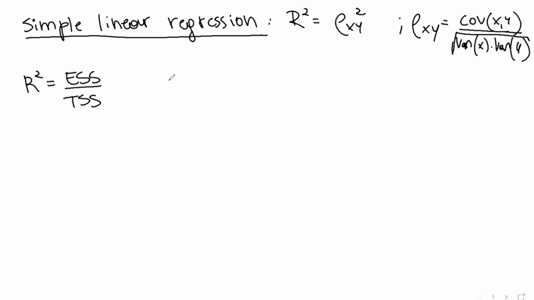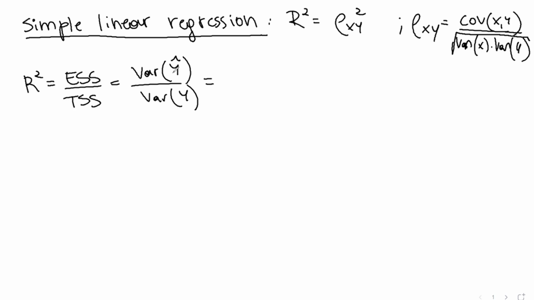We're going to do the population version for this. Doing the sample version is extremely similar. We just have to replace everything with hats. So remember that the explained sum of squares is just the variance of y hat, which is the variance of our explained version of y. And the total sum of squares is just the whole variance of y.